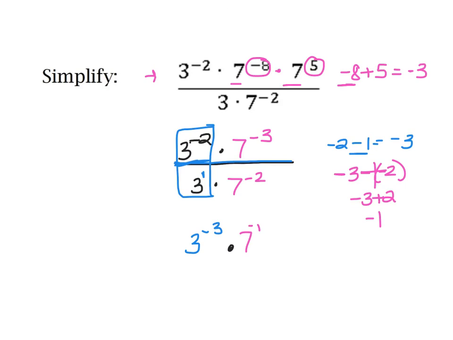Again, we are not done. I do not want negative exponents. Since these are both negative, I have to move both down to the denominator of a fraction. My 1, I will just have a 1 up top. So I get 1 over 3 to the 3rd power times 7 to the 1st power, which is just 7.